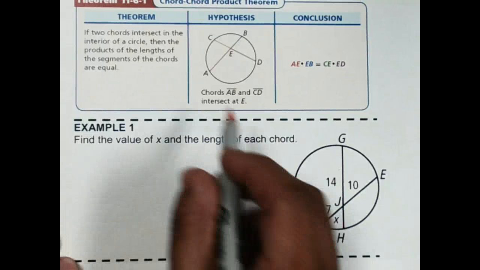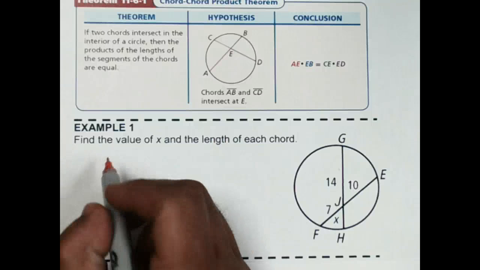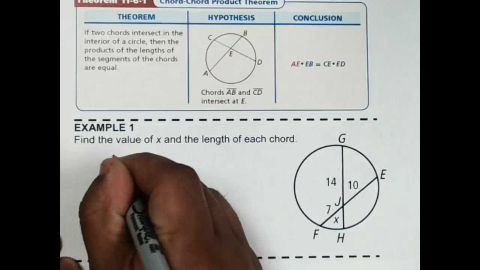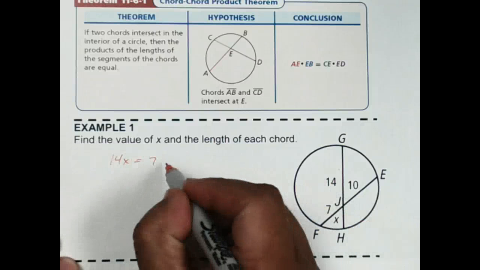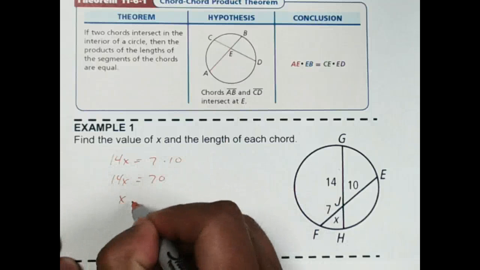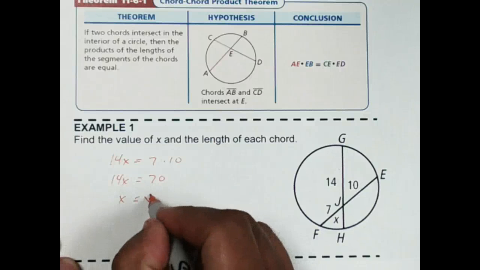I know from this theorem, I've got two chords, GH and FE. So that just says simply that 14 times X is equal to 7 times 10. So 14X is equal to 70. Divide 70 by 14, and we get that X is 5.